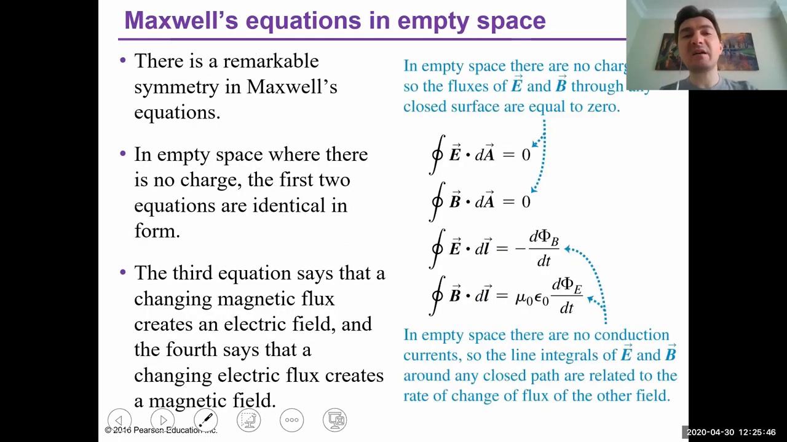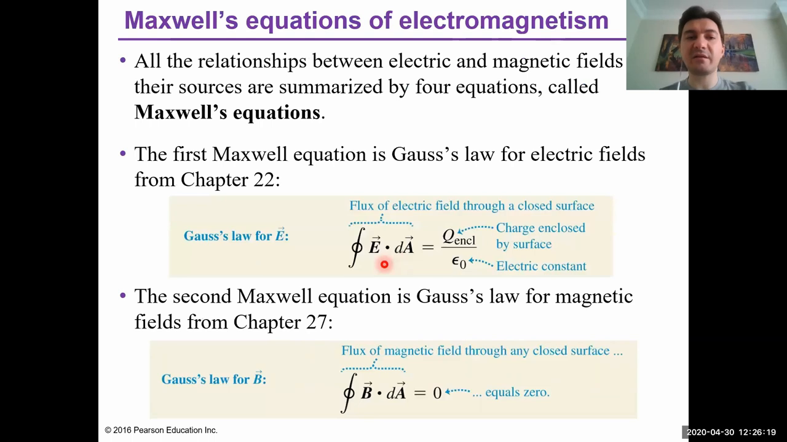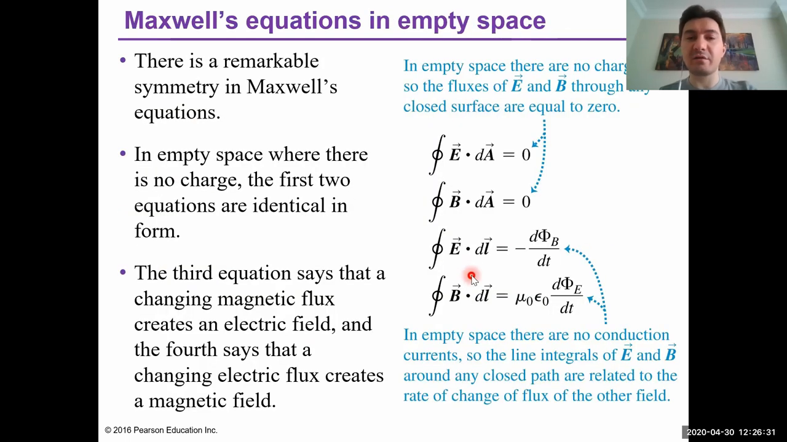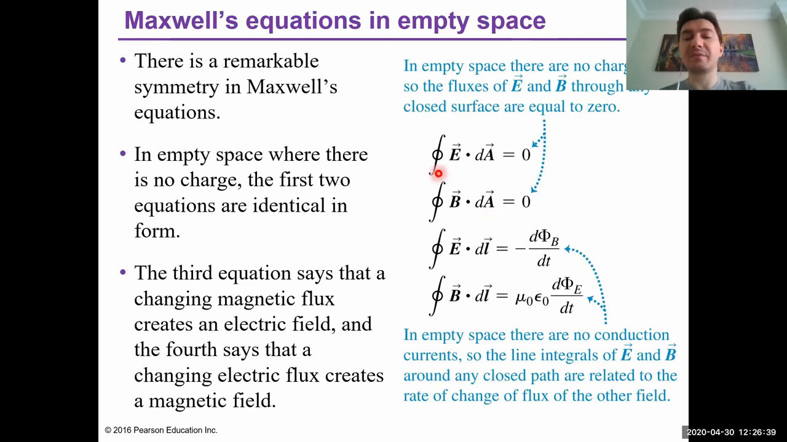Okay, so what about Maxwell's equations in empty space? In empty space, there is a remarkable symmetry in Maxwell's equations. In empty space, there is no material. It means that there is no charge, okay? Then these two equations are identical in form. So look at this one, charge enclosed in the first Maxwell's equation, which was the Gauss law for electric fields. So in the vacuum conditions, okay, in space, so in free space, there is no charge, okay? Then this is zero. Put zero here, there is no charge. This is already giving us zero, okay? Then they look very identical.